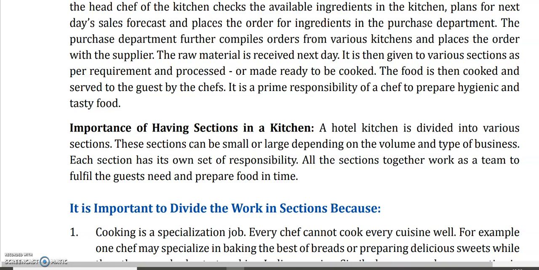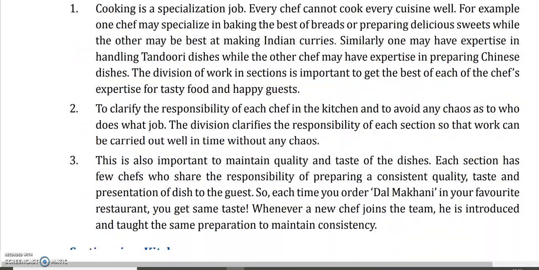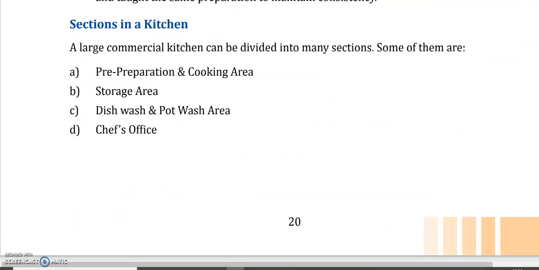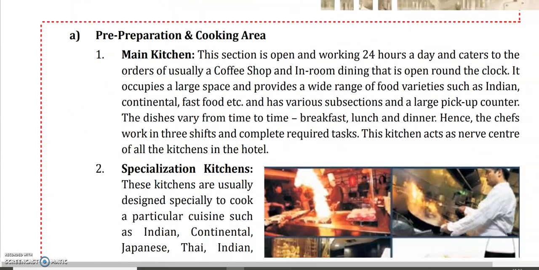For example, if it is a small restaurant, we can just have one deep freezer. But if it is a very large hotel that can seat up to 1000 guests, then we must have at least 4 to 5 large deep freezers to store food. So in this aspect, let's look at the first section. Sections in a commercial kitchen can be divided into: the first one is the preparation and cooking area, the second one is the storage area, the third one is the dish wash and pot wash area, and the fourth one is the chef's office. Now, we're going to look at each one of them.